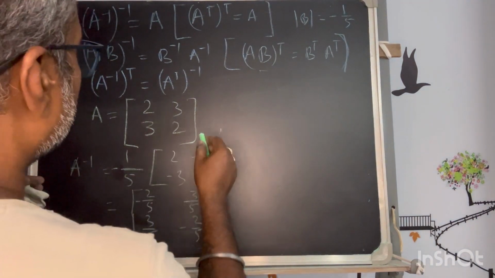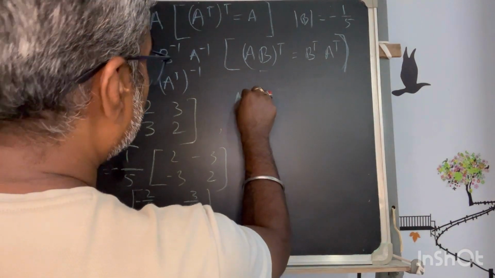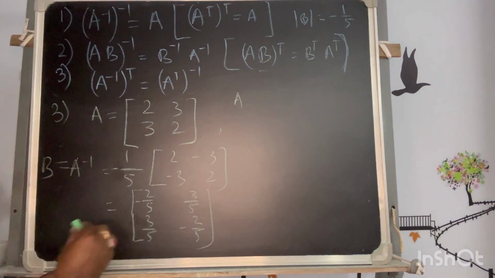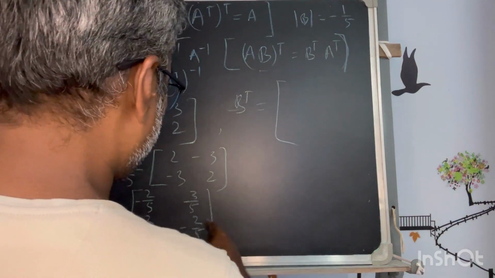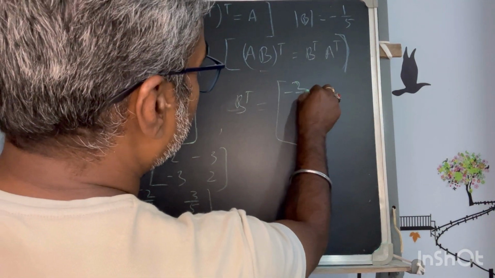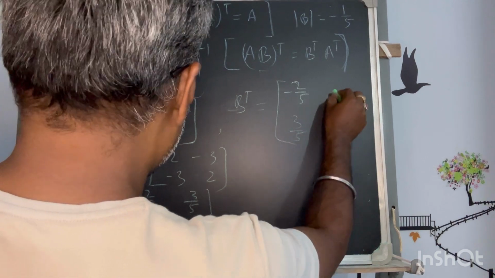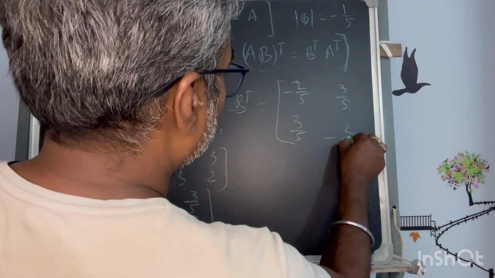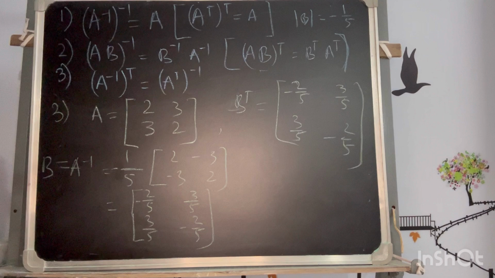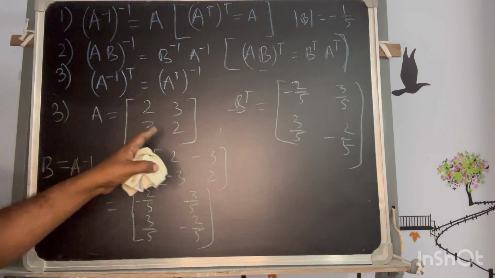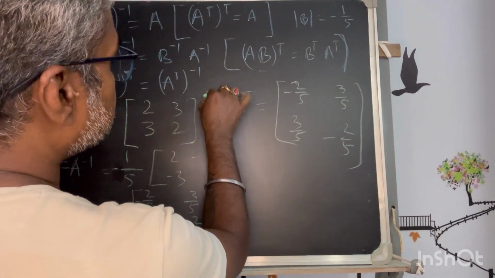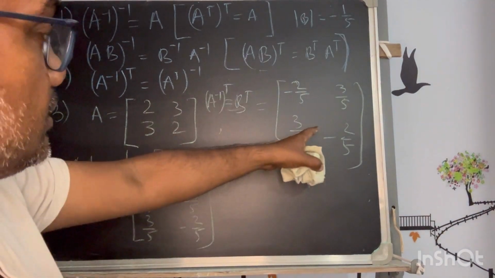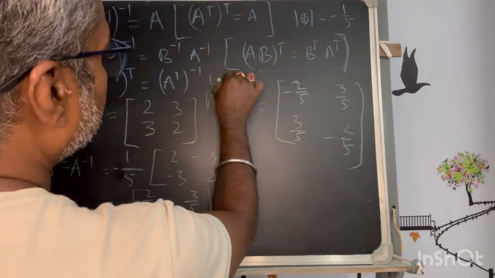So leave it as it is. Now we have to take the transpose of that. So this we can assume to be B. So B transpose, this means transpose is equal to how? So transpose is minus 2 by 5, 3 by 5, 3 by 5 and minus 2 by 5. So now you see, this is the value I find for A inverse transpose. Okay, now remember this is my ultimate value for the left hand side.